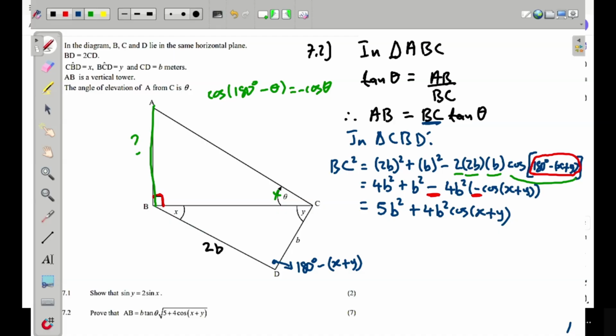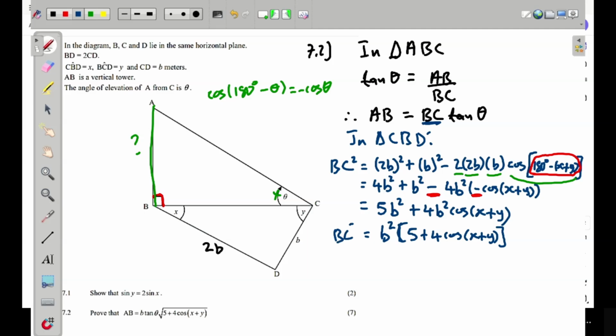Then all I'm going to do now is to factorize. And I want you to pay attention. If I factorize here, okay, let's just create more space. I can actually factor out a b squared. So if I factor out a b squared, I'm going to be left with 5 plus 4 cos of x plus y.